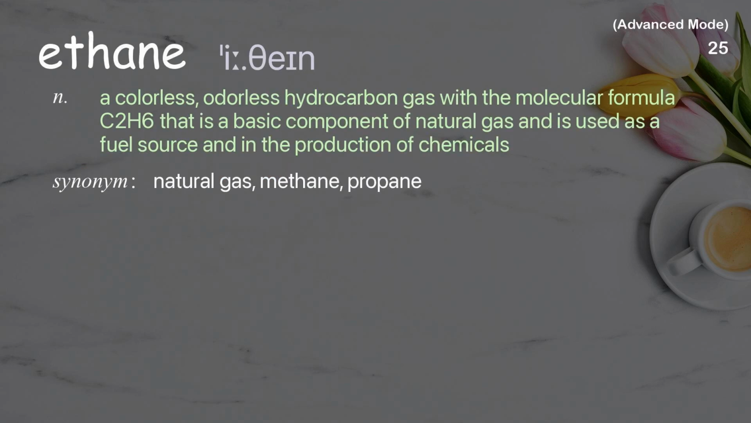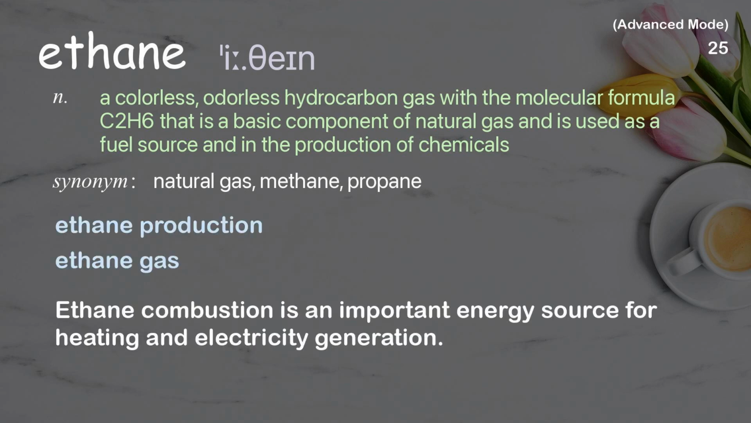Ethane. A colorless, odorless hydrocarbon gas with the molecular formula C2H6 that is a basic component of natural gas and is used as a fuel source and in the production of chemicals. Examples: Ethane production. Ethane gas. Ethane combustion is an important energy source for heating and electricity generation.